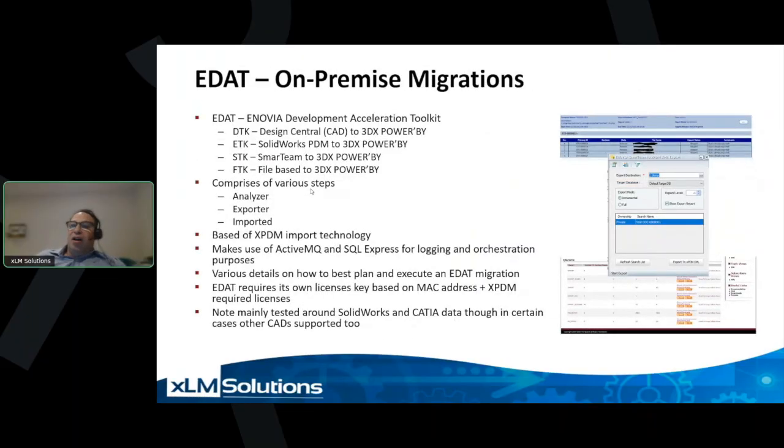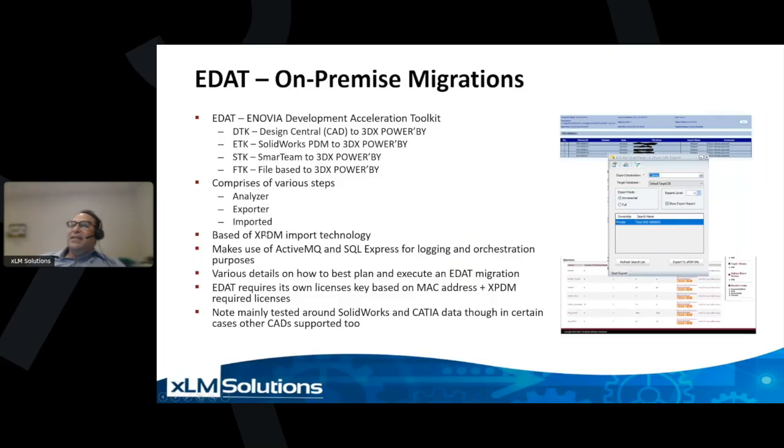For larger scale migrations to on-premise, I have all my on-premise stuff first, even though probably on cloud is more applicable. But for on-premise migrations, there's a tool called EDAT that stands for Innovia Development Acceleration Toolkit. And this toolkit works for SOLIDWORKS PDM, Smart Team, File-Based, and the old Designer Central functionality. It has the following steps. It analyzes the data, it exports the data, and then it imports the data.